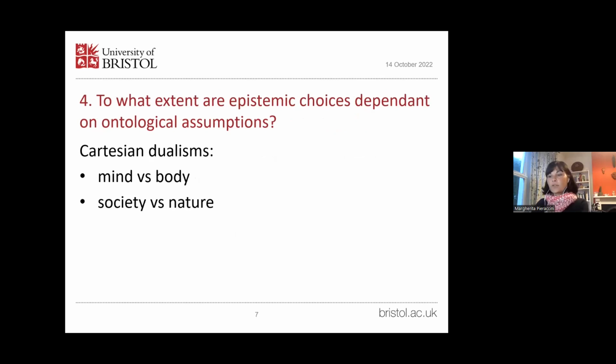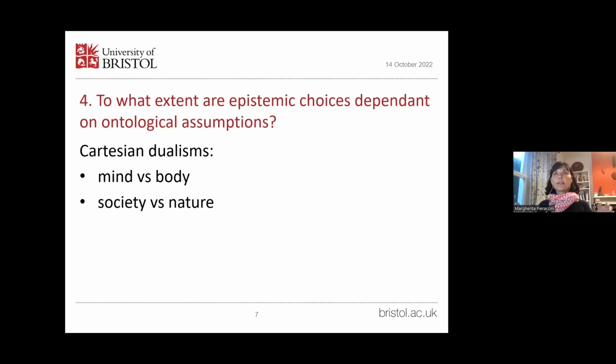So the other question was really, to what extent are epistemic choices dependent on ontological assumptions? And I think the link between the two is very, very strong. You may have heard of René Descartes, a French philosopher and mathematician, who did a lot of things in the 1600s. Cartesian dualism starts with him, and he was the one that first discussed the dichotomy between res cogitans, the thinking thing, and res extensa, what is out there. A very clear distinction between the mind and the body, or more widely, society and nature.